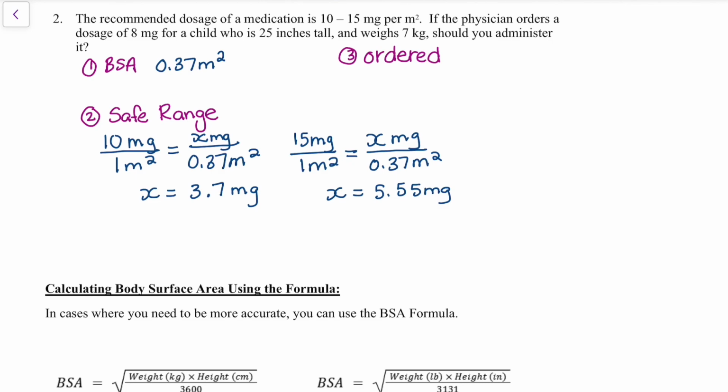So now I'm going to look at what was ordered. The physician ordered 8 milligrams. So is that 8 milligrams between those two ranges? No, it is not. So therefore, it is not safe. It is too high. So it's too high for this child.